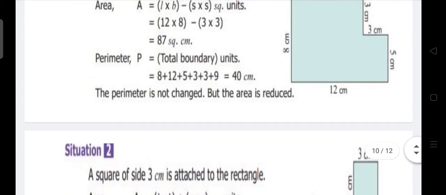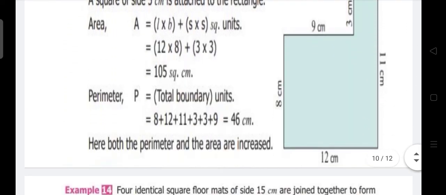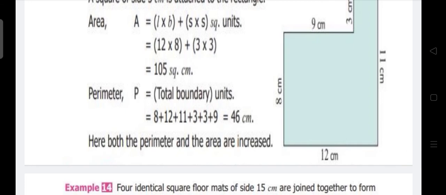In the earlier case, the perimeter is not changed but the area is reduced. Area will be reduced, perimeter does not change. Here both the perimeter and the area are increased, that is combining and reducing the part of the shape.